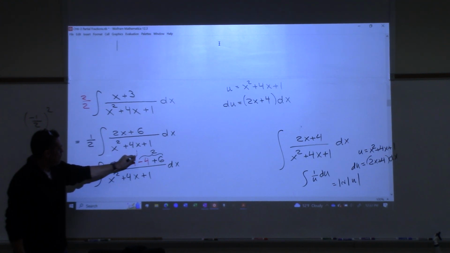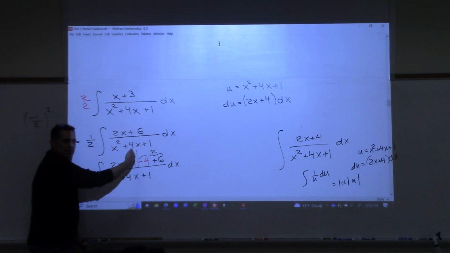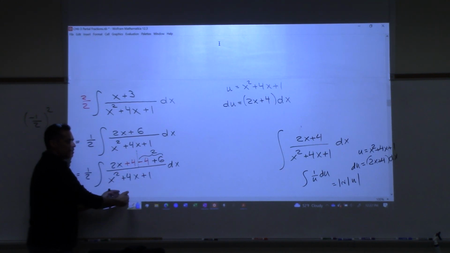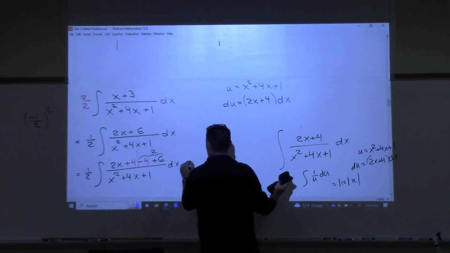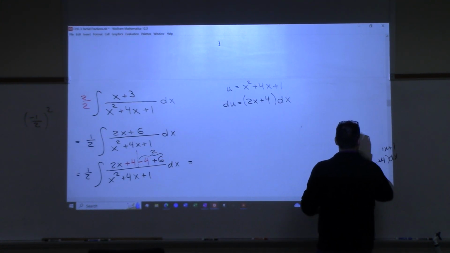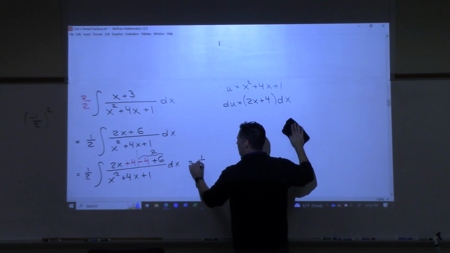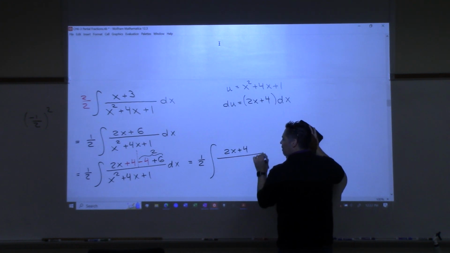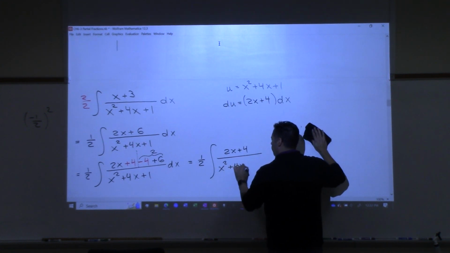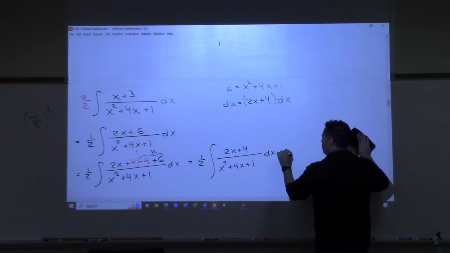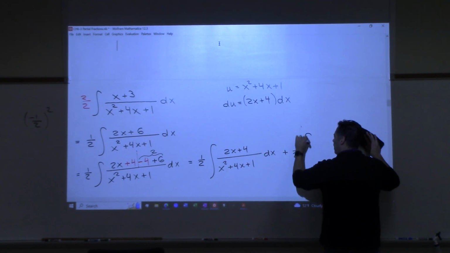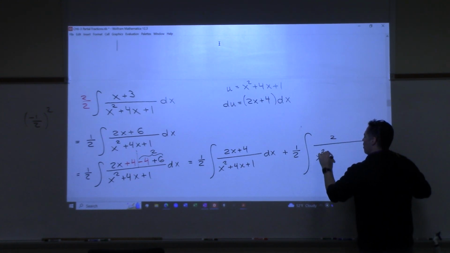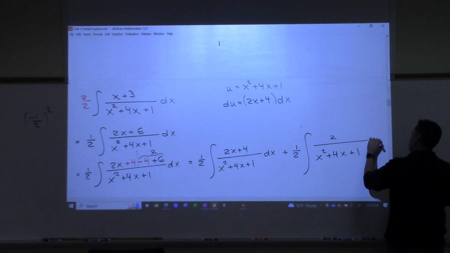Once I'm here, that's a natural place to split this into two integrals. These two terms over this, that term over this, and I think that's where I'm going to stop, but let me at least do it. I'll have 1/2 of the first integral, 2x plus 4 over x squared plus 4x plus 1 dx. And then a half again, plus a half integral. And up top I had a 2, and then it was x squared plus 4x plus 1 dx.